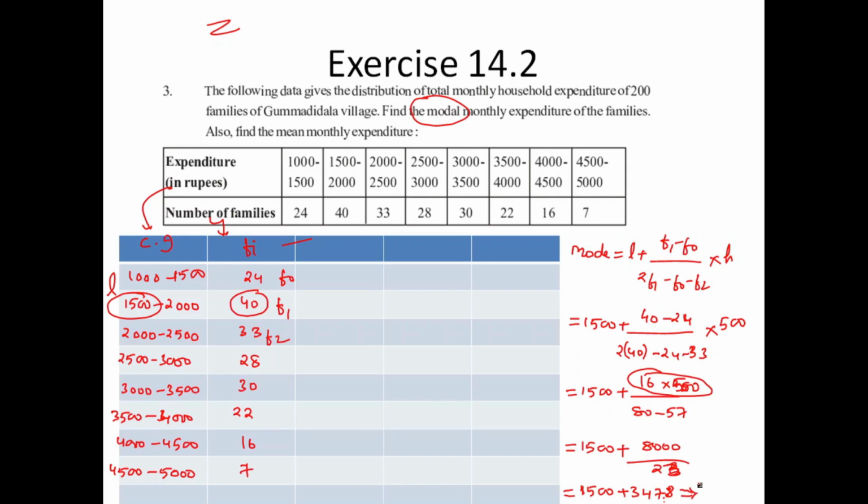At last, when you're adding up these two, the resultant is 1847.8. This is the modal value, that is the mode of this given data. And he is also asking us to find the mean of the given data. So let us find the mean using the step deviation method, that is a plus sigma of f_i u_i by sigma of f_i into h.